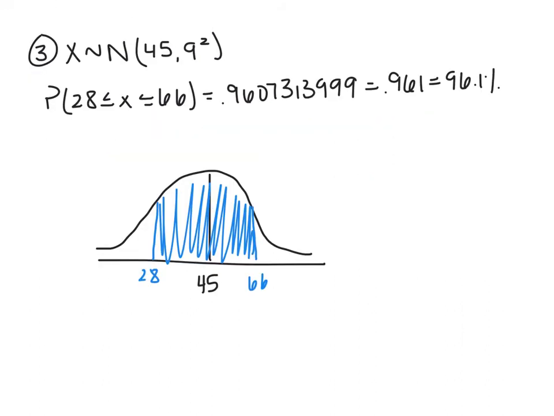Number 3, they tell you that x is normally distributed with a mean of 45 and a standard deviation of 9. So this is how we would write it in that notation. And we want to find the probability that your value falls between 28 and 66. Make sure you always draw your little normal sketch to start with. So we have our mean at 45, and we want everything between 28 and 66. Plug it in your calculator under distribution, normalcdf, and you end up with 0.961 or 96.1%.